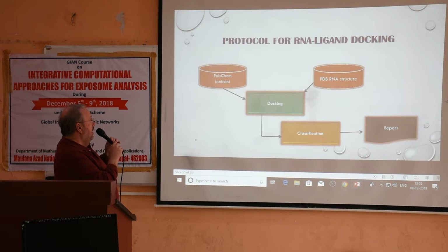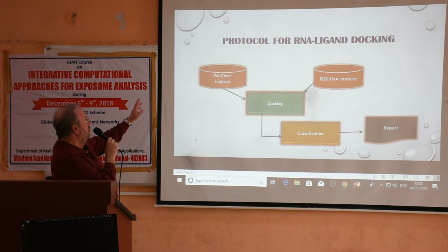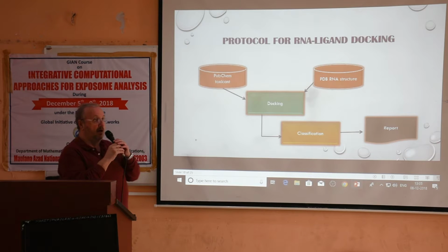Now the idea, the second step, having a pRNA and a PubChem toxicant. In this case, it has been used for RNA structure. We are using PDB structure, we are using docking, and we are using classification. We obtain a report.